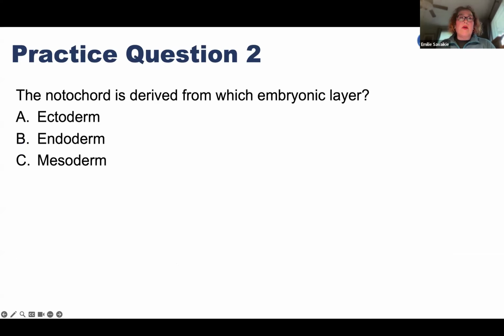So we'll do our second practice question. The notochord is derived from which embryonic layer?